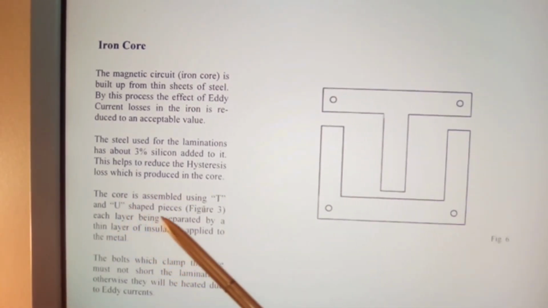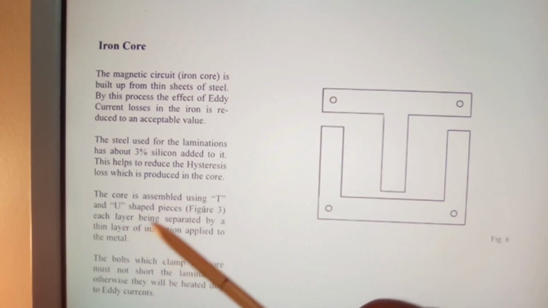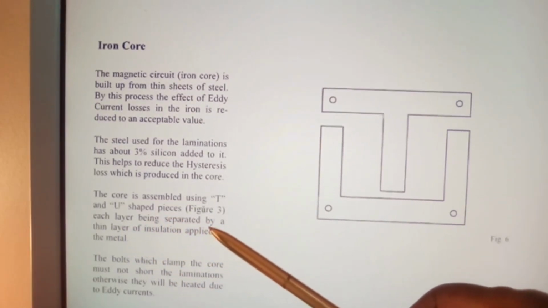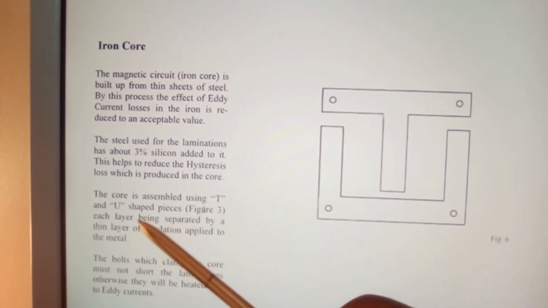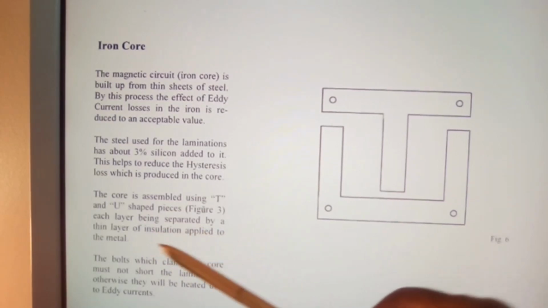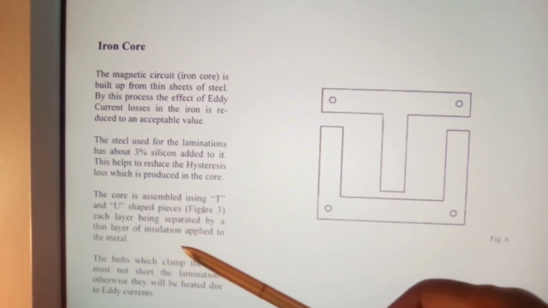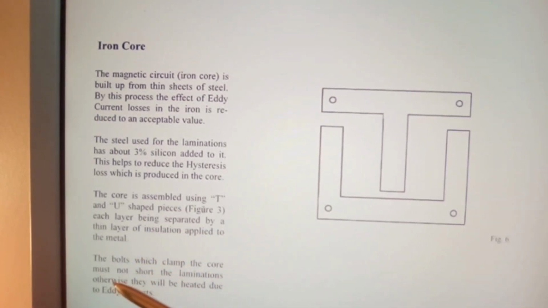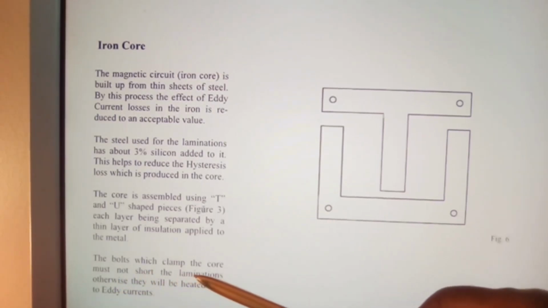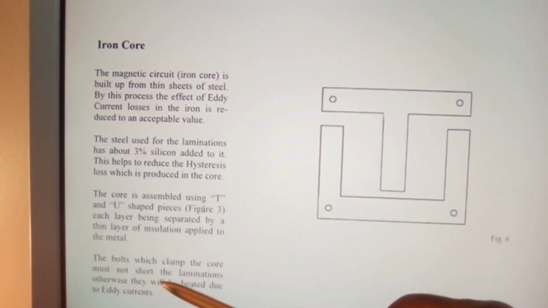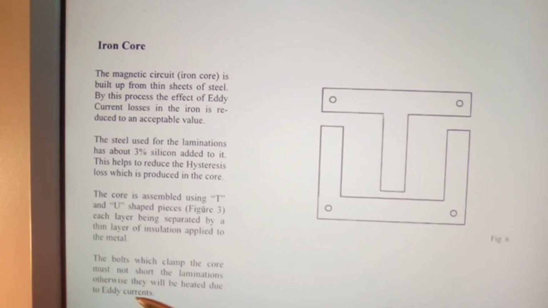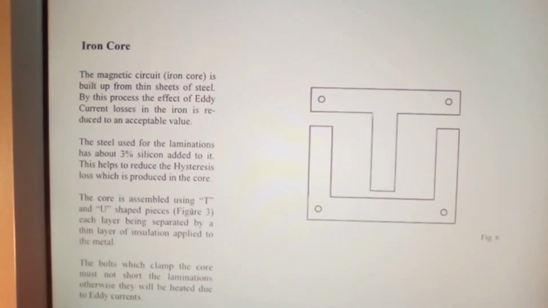The core is assembled using T and U shaped pieces, each layer being separated by a thin layer of insulation applied to the metal. The bolts which clamp the core must not short the lamination, otherwise they will be heated due to eddy currents and cause more problems for the transformer.